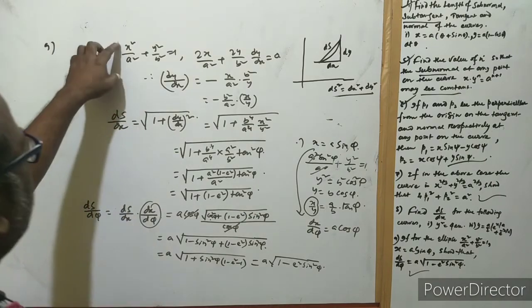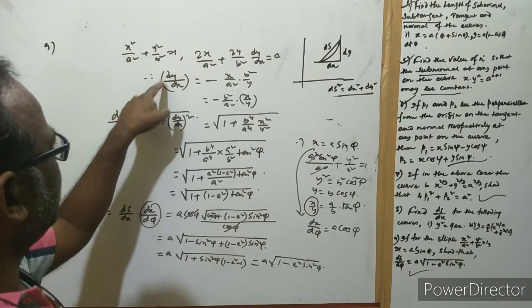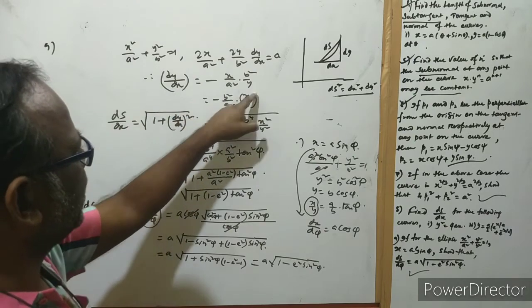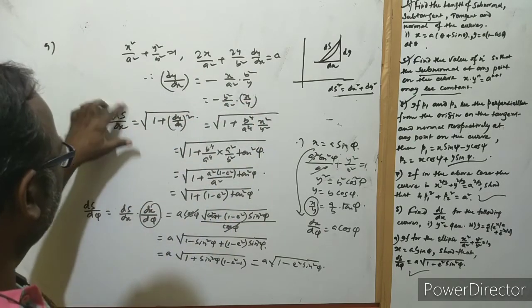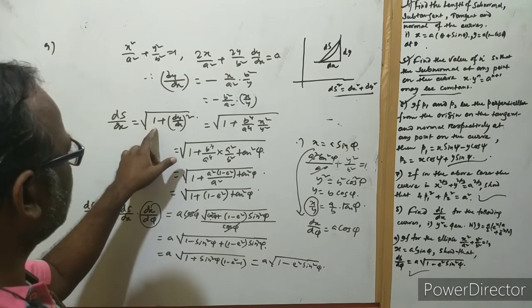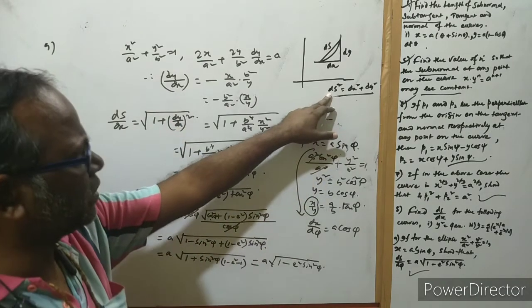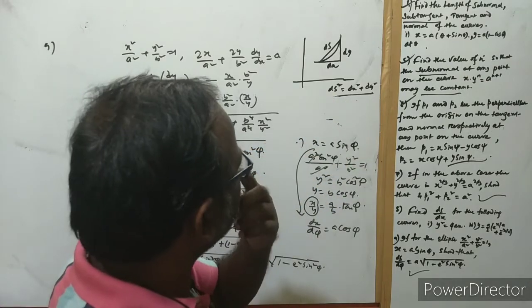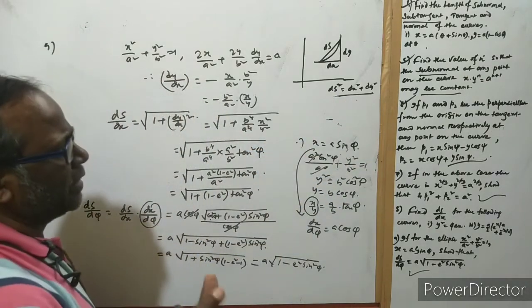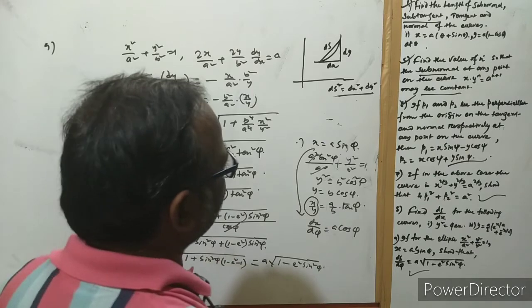Okay. And now x square by a square, differentiate this, and we get here dy dx is equal to minus b square by a square x by y. Okay. And now we have to find ds dx, and that is equal to root over within the bracket of 1 plus dy dx whole square. Actually, you know, ds square equal to dx square plus dy square. It is. ds is a very small distance, so we can apply the Pythagoras rules.